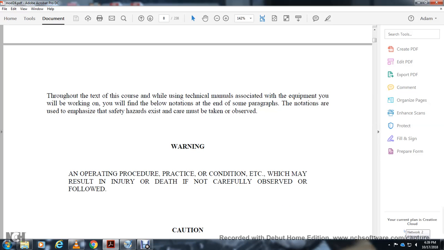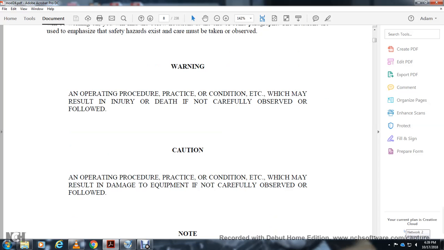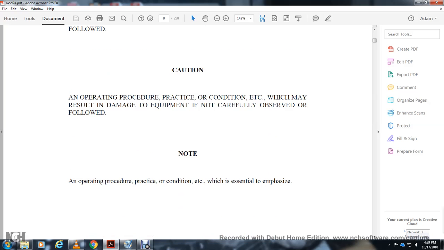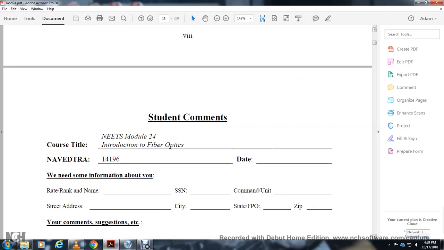All right. Throughout the text of this course, while you read the technical material associated with the equipment you will be working on, you will find heading notations and some paragraph notations used to emphasize safety hazards and care that must be observed. Warning: an operating procedure or practice, etc., which may result in injury or death if not carefully observed or followed. Caution: an operating procedure, practice, or condition which may result in damage to equipment if not carefully observed or followed. Note: an operating procedure, practice, or condition, etc., which is essential to emphasize.